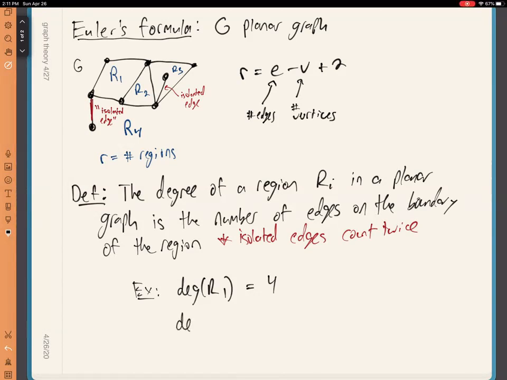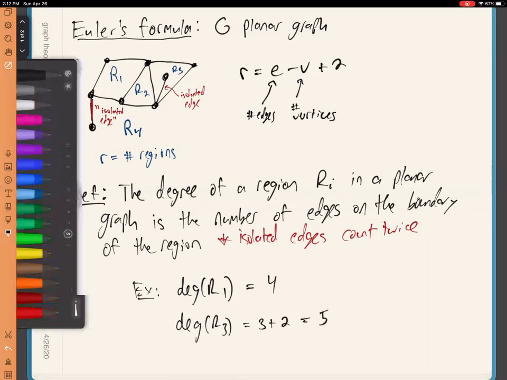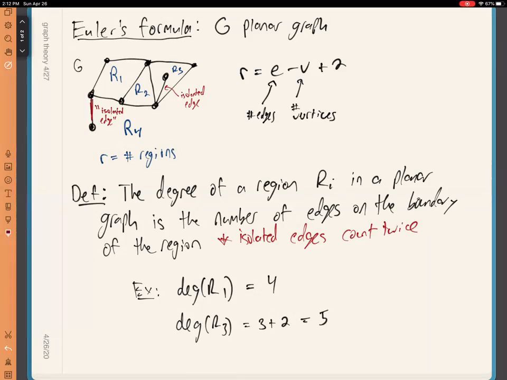Well, if I look at, for example, the degree of R3, right? If I look at the outside triangle that bounds the region R3, there are 3 edges there. And I also have this inside edge that's isolated, which I'm going to count twice. So the degree of this is going to be 3 plus 2, which is 5, right? And the 2 is coming from the isolated edge. So it's not 4, it's 5.